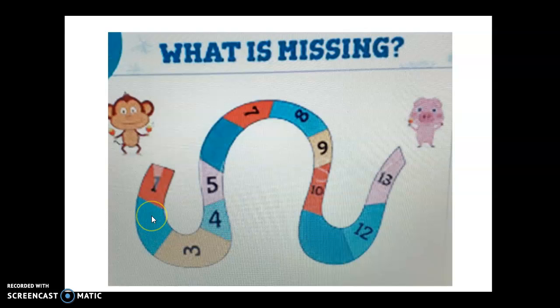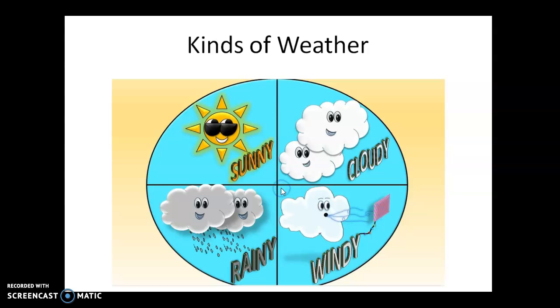What is missing? Oh, the number two, three, four, five. What is missing? Six. Okay, seven, eight, nine, 10. What is missing? 11, 12, 13. Excellent, very good. You did a great job.